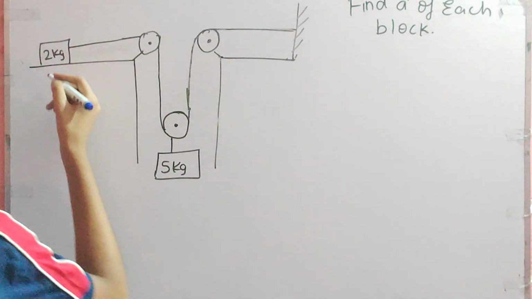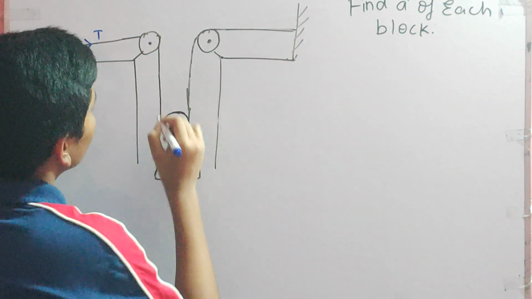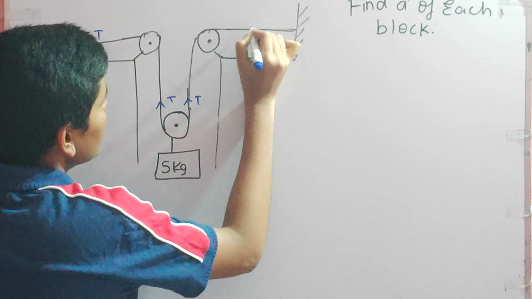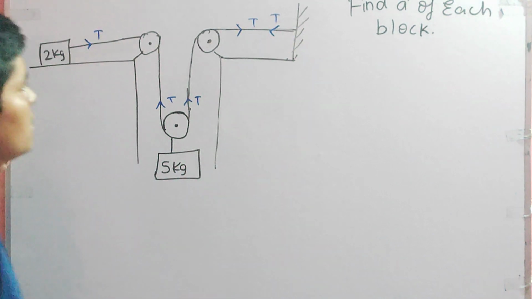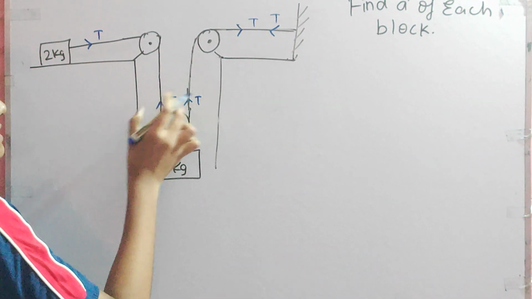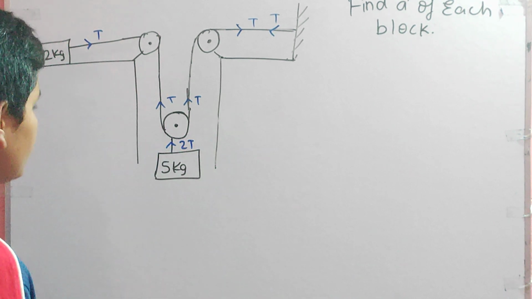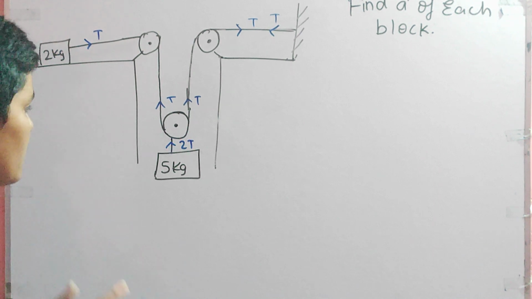Now for this block, tension is T over here. The same string is going over here, so tension here also it is T, same over here it is T, and over here also it is T, and over here also it is T. So this is the tension. Now this is T, so this tension is equal to 2T. Now we have to use our applied knowledge over here.